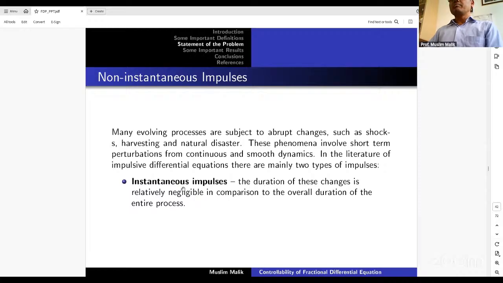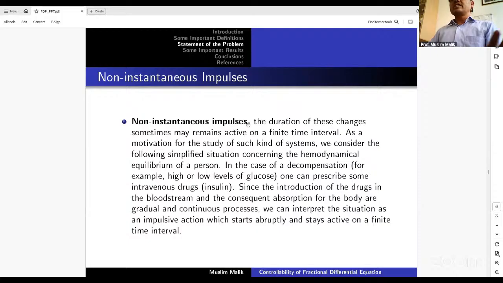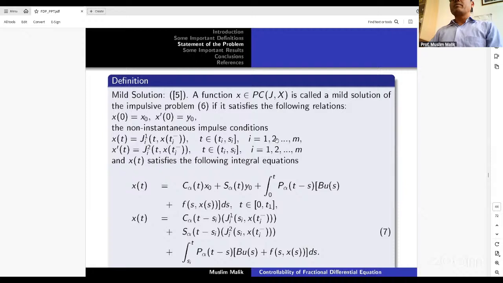So with instantaneous impulses, the duration is very small, and with non-instantaneous impulses, the duration is not negligible relative to the whole time process. Okay, so the solution of our fractional problem will be given by this equation number 7. And this is called the mild solution.